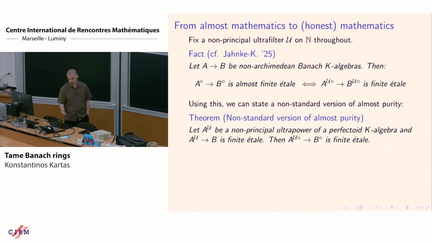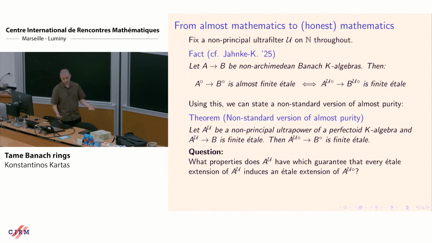Using this, you can state a non-standard version of almost purity. If you start with a non-principal ultra power of a perfectoid algebra, and you take something which is finite etale generically, then this etaleness extends integrally. That's essentially a non-standard way to express almost purity. And again, the question is, what algebraic properties does this ultra power have which allow such a statement to be true?